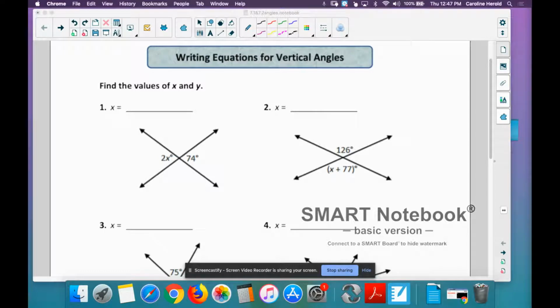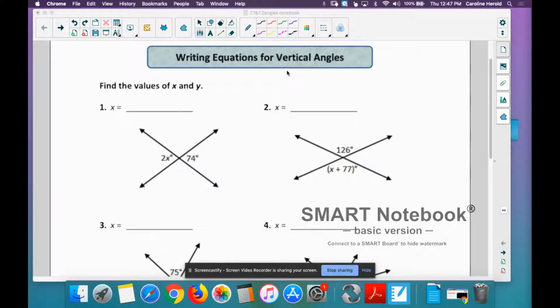Hi, everybody. So today we're going to go over some equations that may have some more steps than the ones that you did for practice in the last slide. So the first worksheet we're going to work on is called Writing Equations for Vertical Angles.